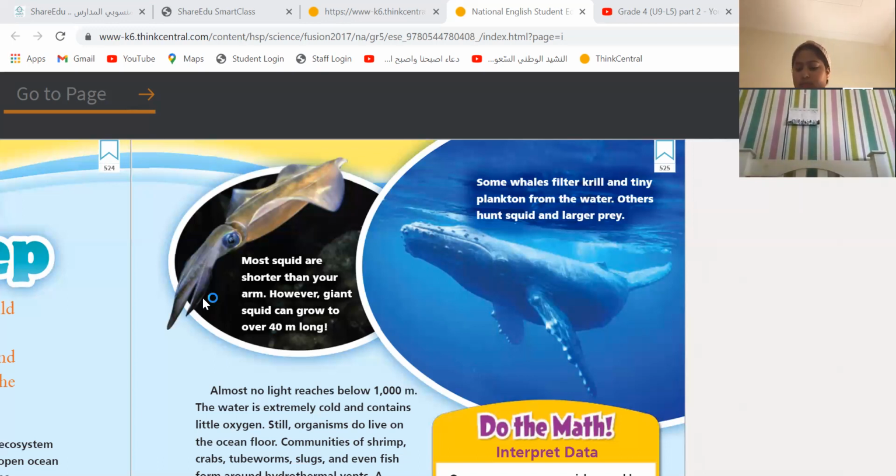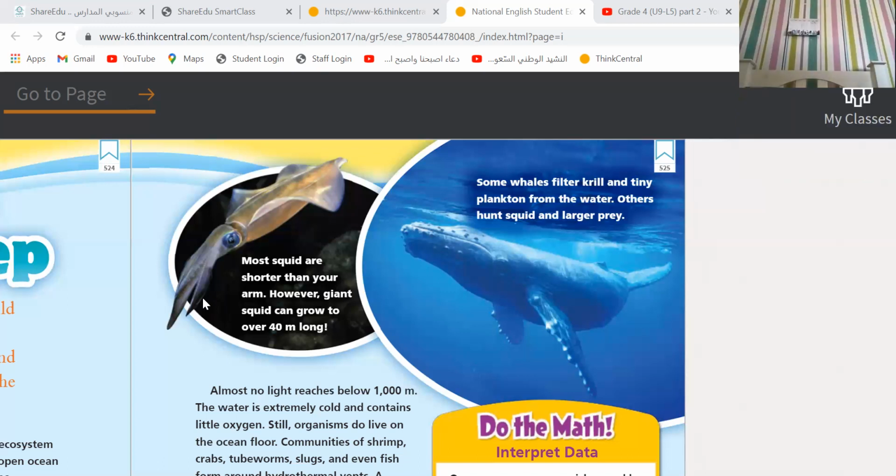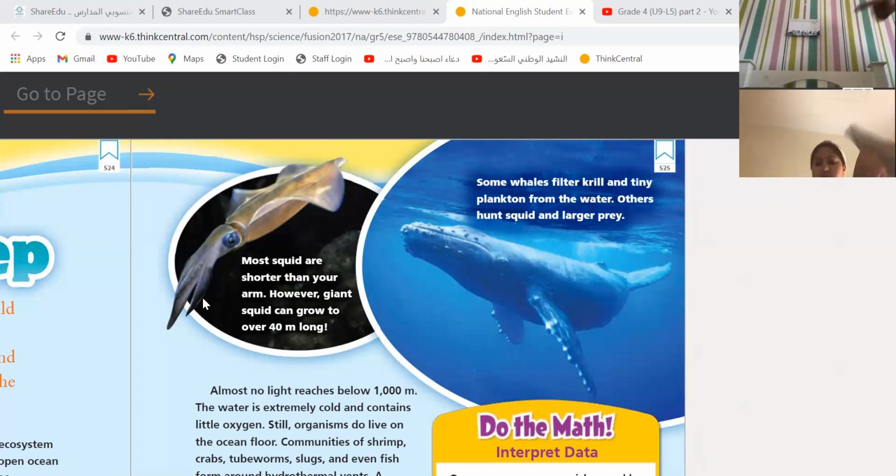Also, look at this whale. Some whales filter krill and tiny plankton from the water. Others hunt squid and larger prey. So, do you think that whales are bigger than the squid or not? Yes, of course, definitely. It has to be bigger than a squid so it can catch it or eat it.